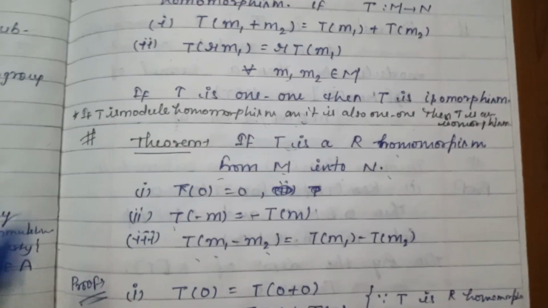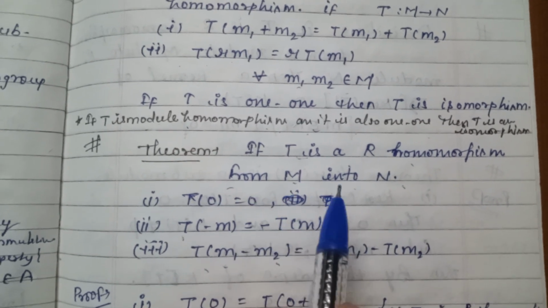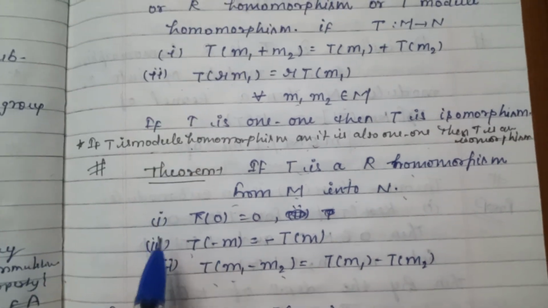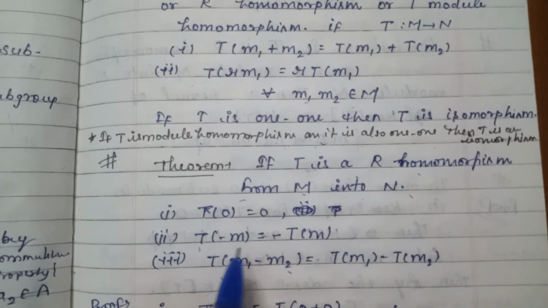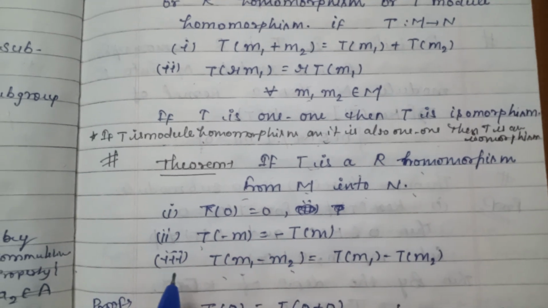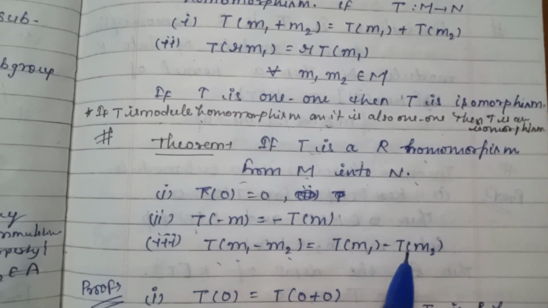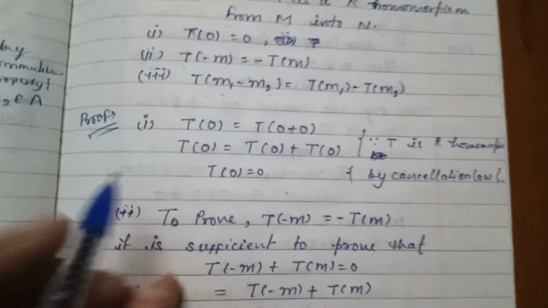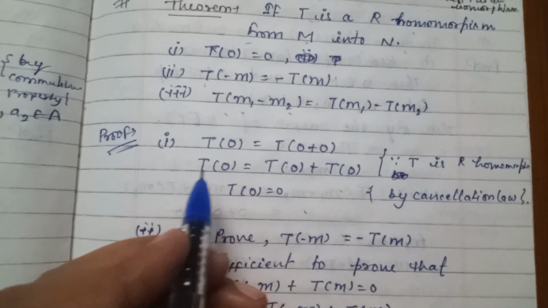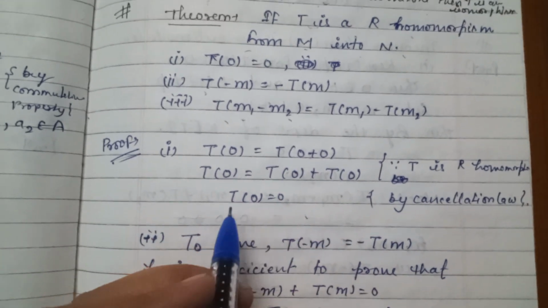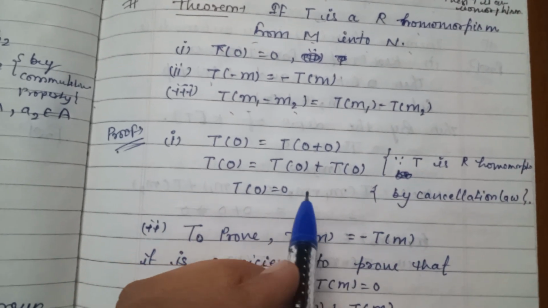Now there is a theorem. The theorem statement is: if T is an R homomorphism from M into N, then the first condition is T(0) is equal to 0, the second is T(minus m) is equal to minus T(m), and the third condition is T(m1 minus m2) is equal to T(m1) minus T(m2). So the proof is, first condition to prove: T(0) is equal to T(0 plus 0), and T(0) is equal to T(0) plus T(0). Since T is an R homomorphism, by the cancellation law, T(0) is equal to 0.